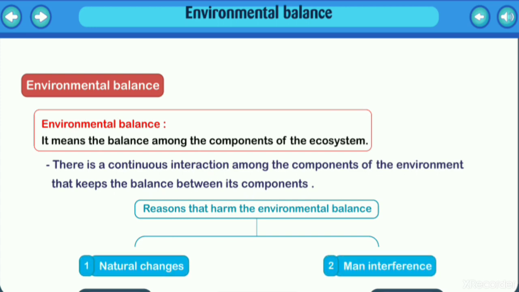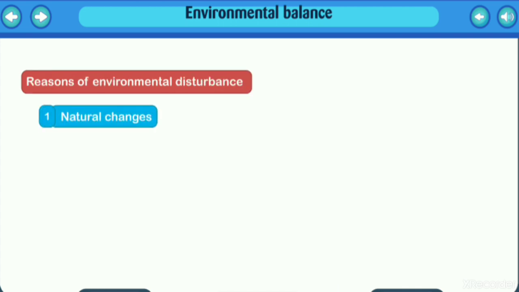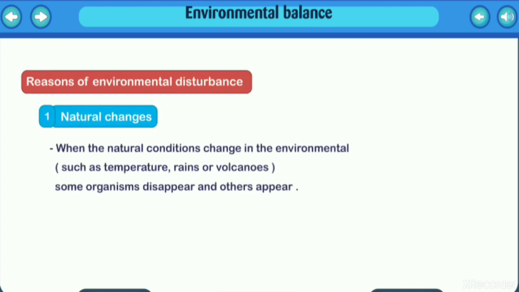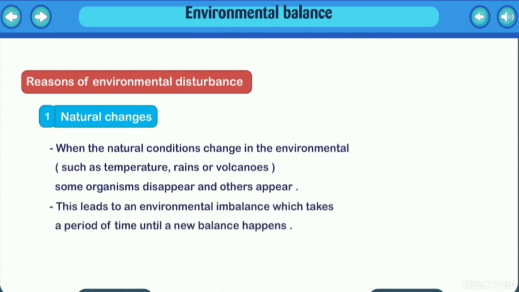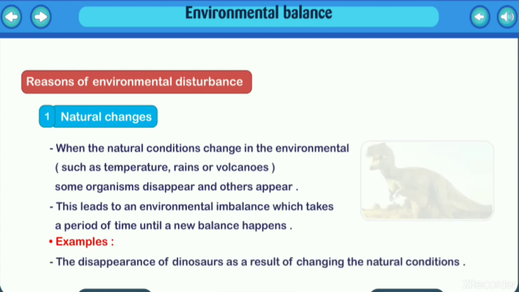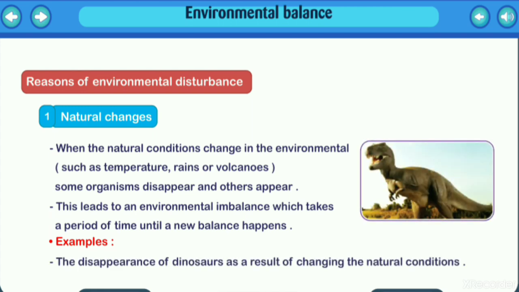These reasons are two. One, natural changes. Number two, the man interference. One, the natural changes. When the natural conditions change in the environmental, such as temperature, rains, or volcanoes, some organisms disappear and others appear. This leads to an environmental imbalance, which takes a period of time until a new balance happens. Examples: the disappearance of dinosaurs as a result of changing the natural conditions.